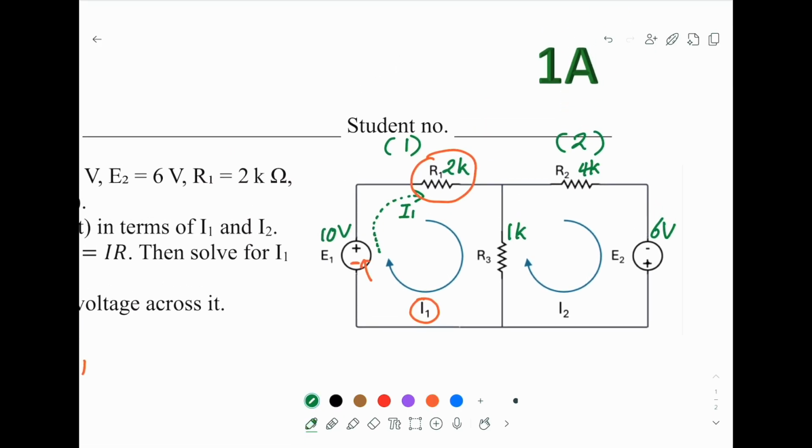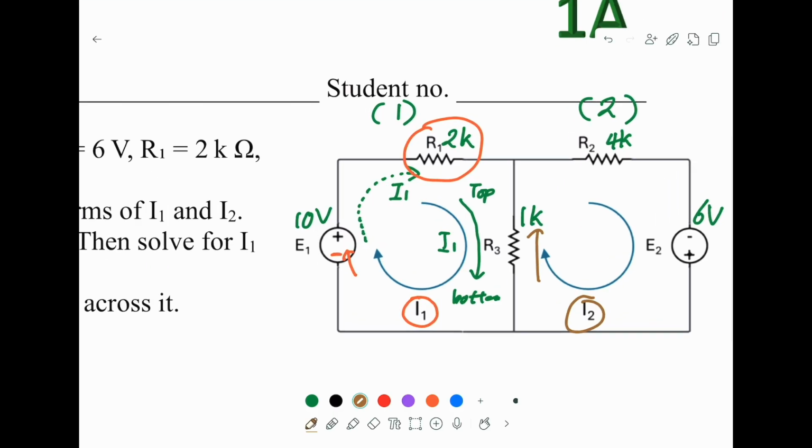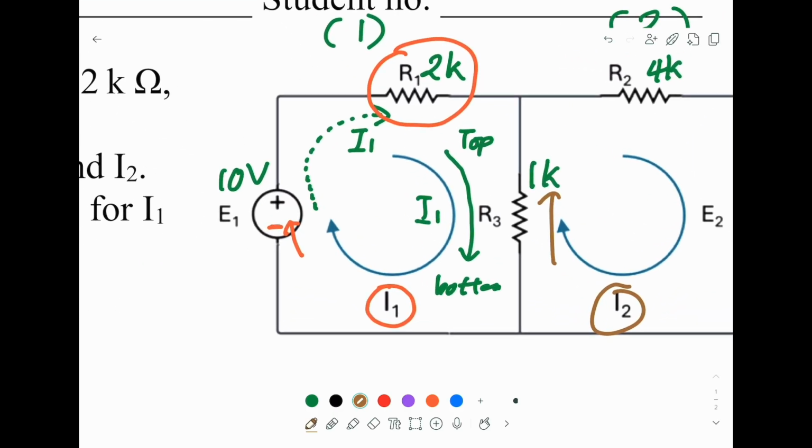Now here is the most tricky part. Your current passing through R3 from top to bottom is I1. However, there's another current I2, which in the opposite side will go from the bottom to the top. So in R3, there will be two currents, one down, one up. But we are analyzing I1.